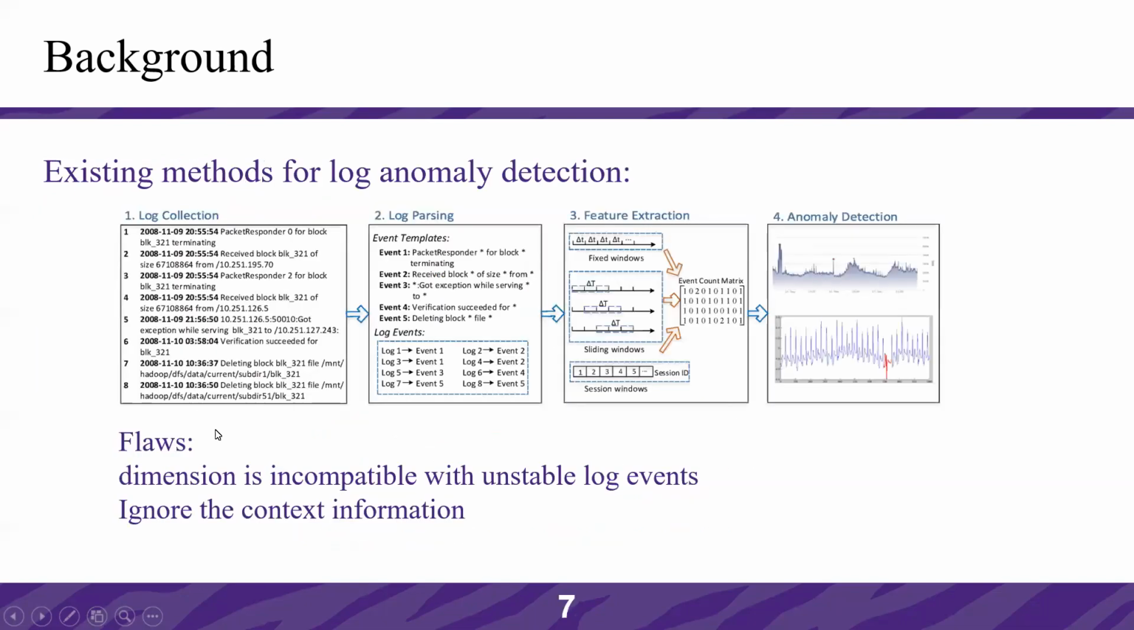For log anomaly detection, the existing methods follow this flow: log collection, then log parsing to turn the semi-structured logs into a structured data set, then feature extraction, and last anomaly detection. A very important thing is in the third step, feature extraction. We can see something called the event count matrix. This matrix contains 4 rows, and every row is a vector. It represents a log sequence.